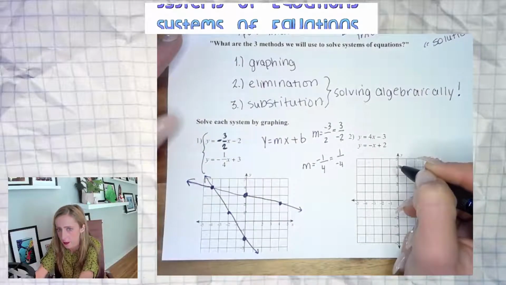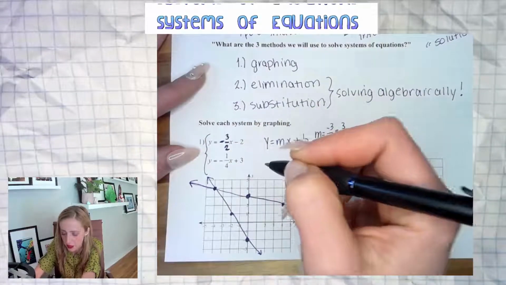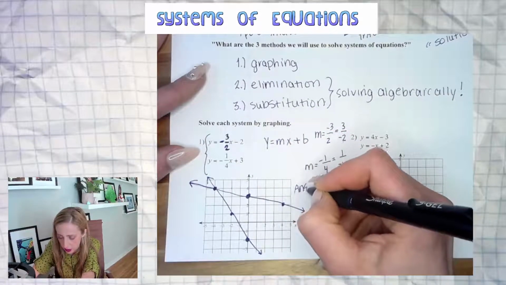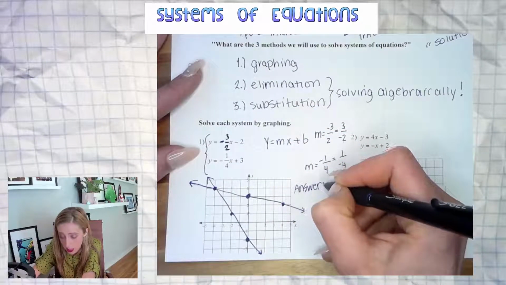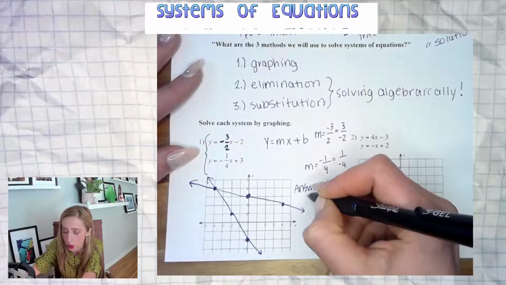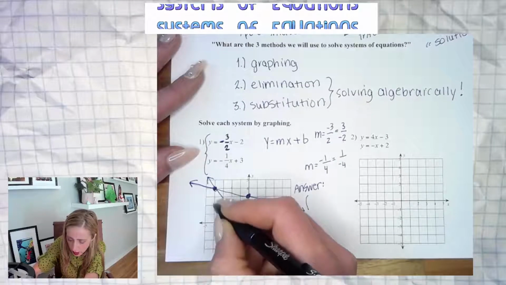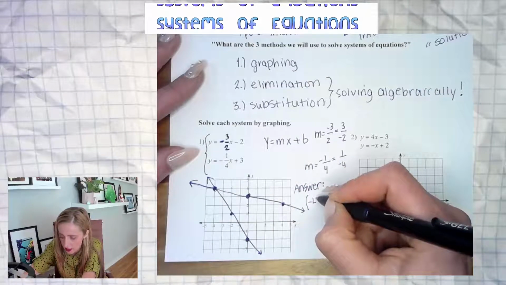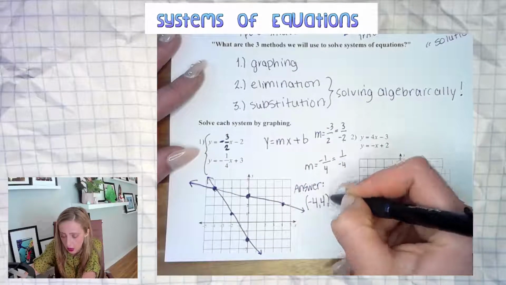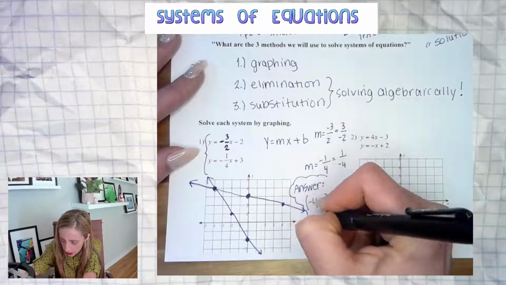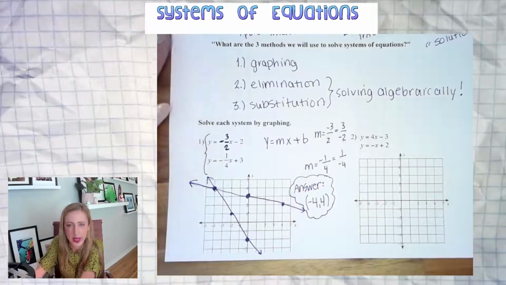You're not done. Solve each system. You have to solve. What's the answer? You have to write down what the answer is, and we must write it as an ordered pair. What's this ordered pair? Left 4, up 4. My solution is negative 4, comma 4. And then I'm going to circle it with a little cloud, happy cloud, and call it a day.